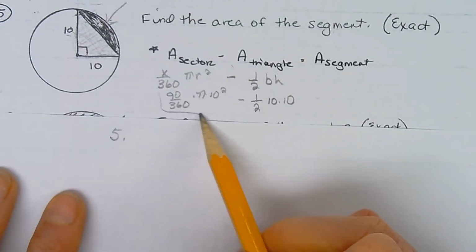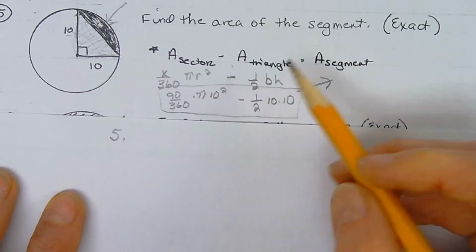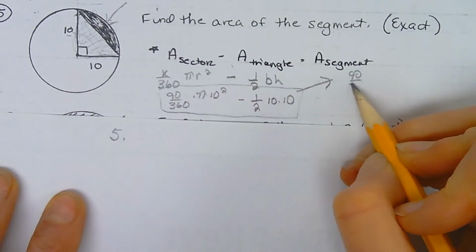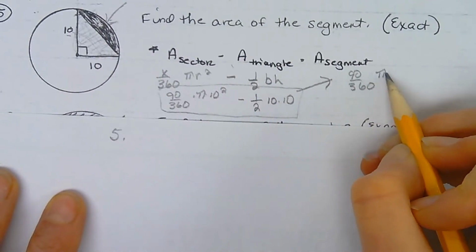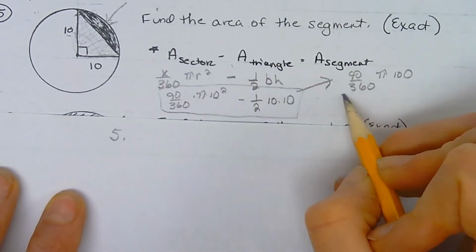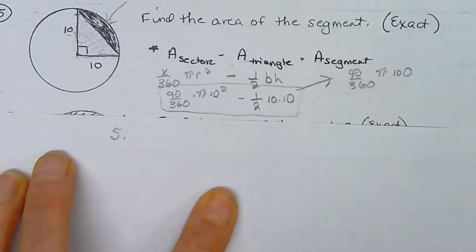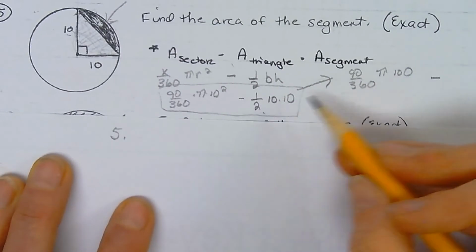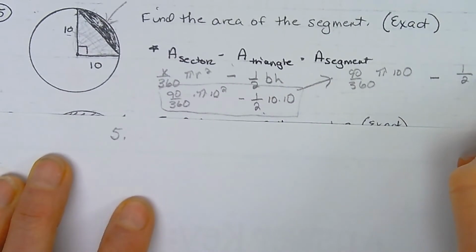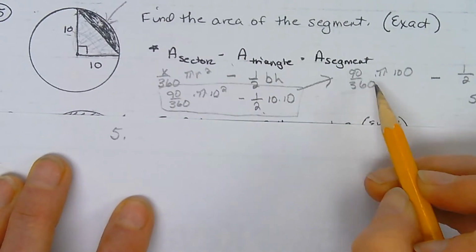Now I'm going to simplify this whole expression here. So I'll simplify first this one. 90 over 360 times pi times 100. Just multiply out that 10 squared. We're going to minus 1/2 times 100. Well, that's 50. So let's continue to simplify here.